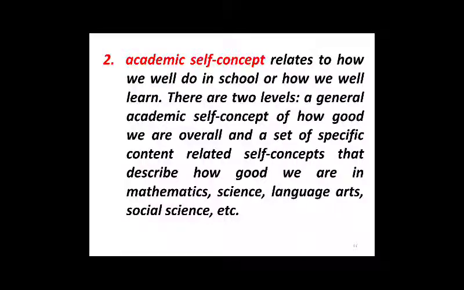There are two levels, as you can see in the slide. First is the general academic self-concept, which refers to how good we see ourselves to be overall. Diba mayroong ganyan na ang tingin sa sarili ay magaling siya sa school overall? Meaning, he or she believes that he has that intelligence, that academic capability to do well in school generally. Meaning sa lahat ng subject, sa lahat ng ginagawa sa school, tingin niya sa sarili niya, magaling siya. Or the opposite, tingin niya sa sarili niya, generally speaking, lahat ng subjects, all school activities, she is not good.